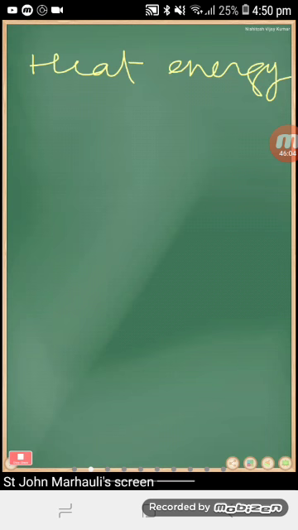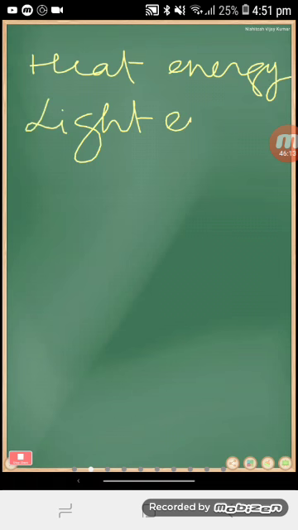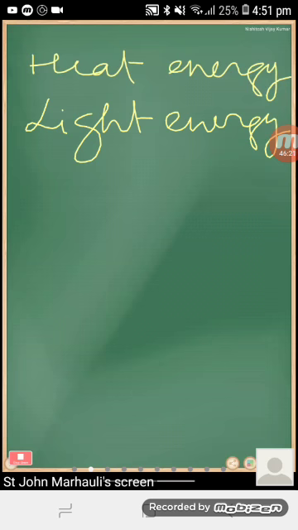light energy. Light is a form of energy in the presence of which other objects are seen. We'll study light energy. As compared to heat energy, light is a weak energy, you can say, but in places you will find that it is strong also. So it is a form of energy in the presence of which other objects can be seen. That is one of the basic applications of light.